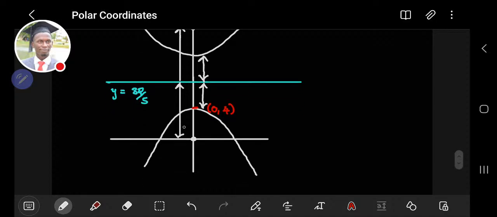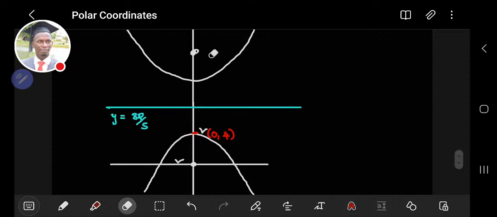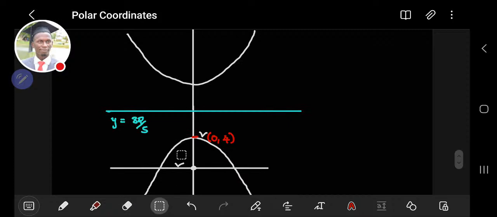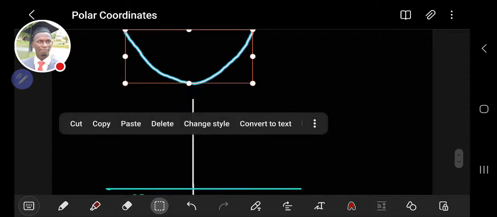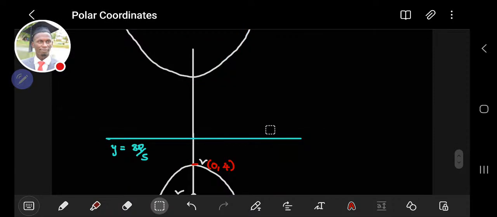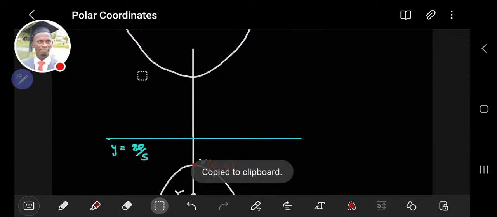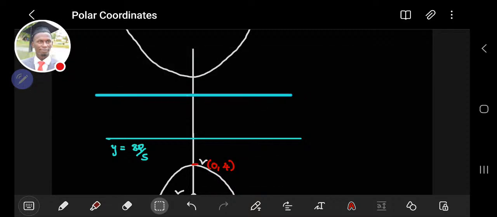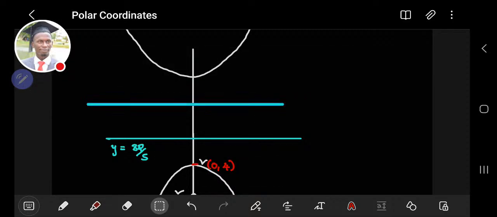Sorry, that's not the focus, that's the directrix. The focus is somewhere else. Let me try to show that the focus is somewhere else by shifting this one a little bit up. Okay, so let's say this is what we have. This directrix, we're going to have another one somewhere on top. So we have something like this.